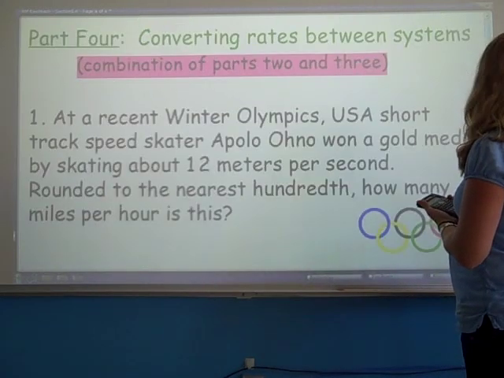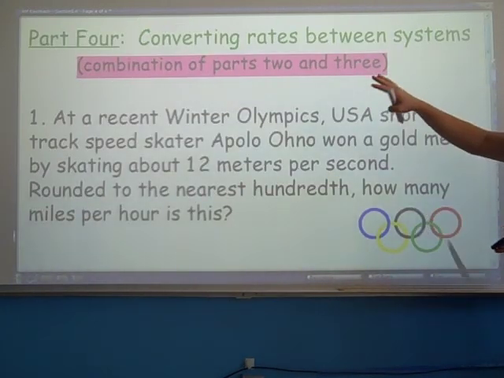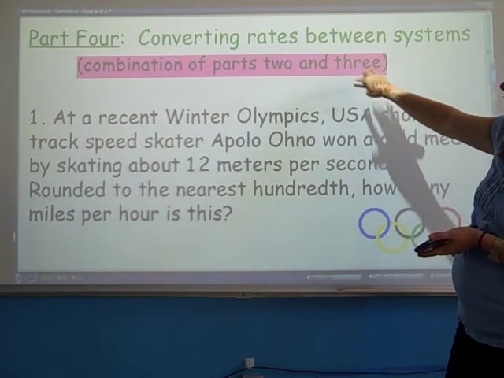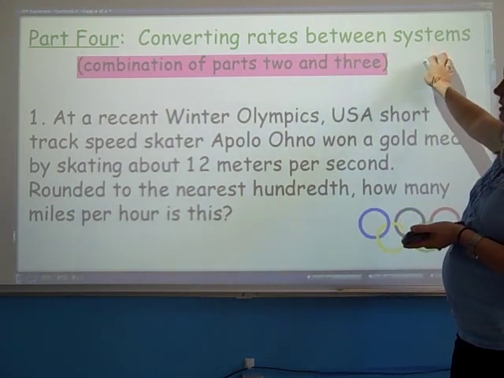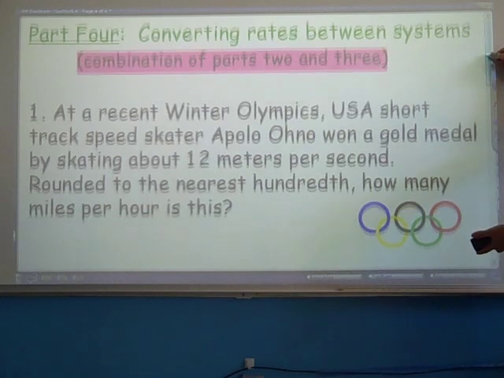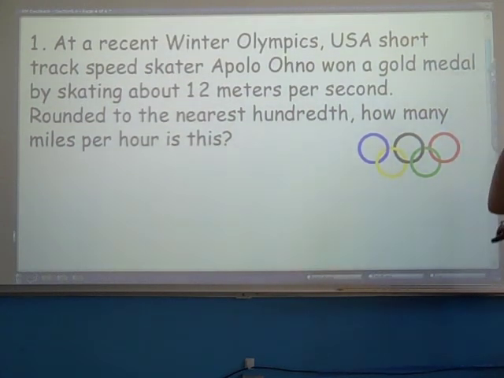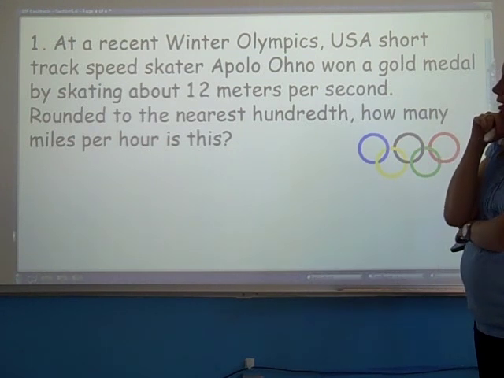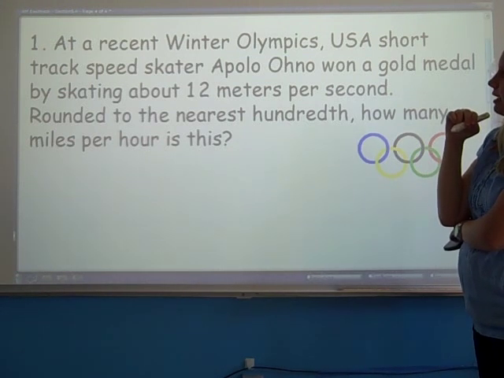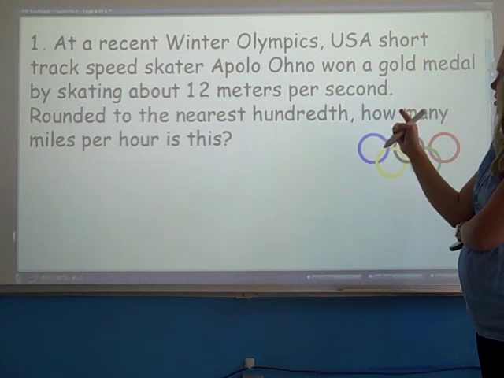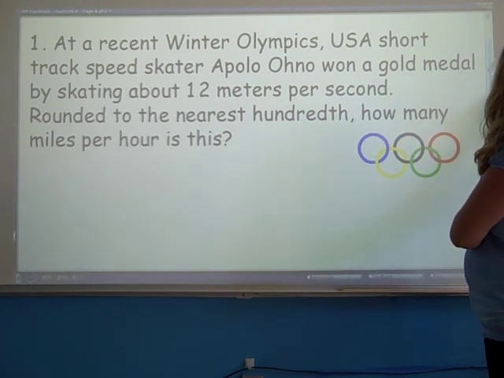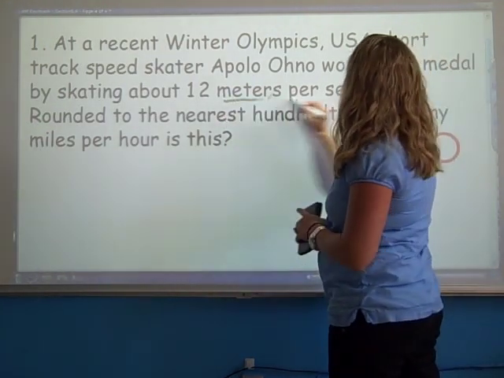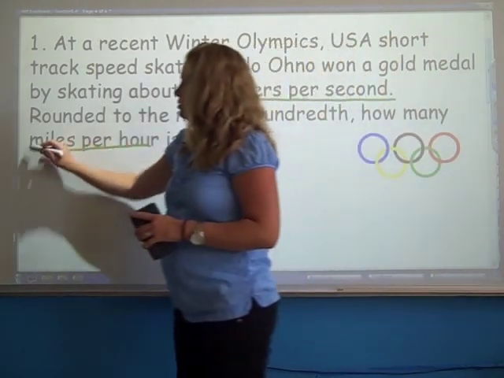All right, last part. Finally, almost done. We're combining parts 2 and 3. Converting rates between systems. At a recent Winter Olympics, USA short track speed skater Apollo Ono won a gold medal by skating 12 meters per second. Rounded to the nearest hundredth, how many miles per hour?